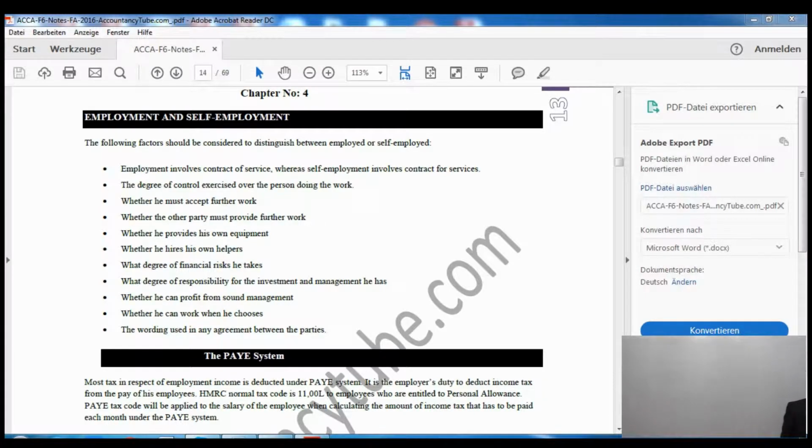Whether he provides his own equipment. So if I provide my own equipment, chances are that I will be self-employed, and if someone else provides me equipment, then I will be employed. Now say for example, if I rent someone and I ask them to come and repair my heating here or a boiler, if they come with their own equipment, then chances are they will be self-employed. If I provide them the equipment, then they will be employed by myself.